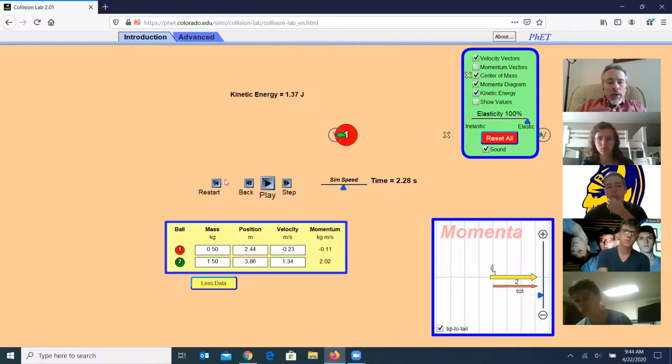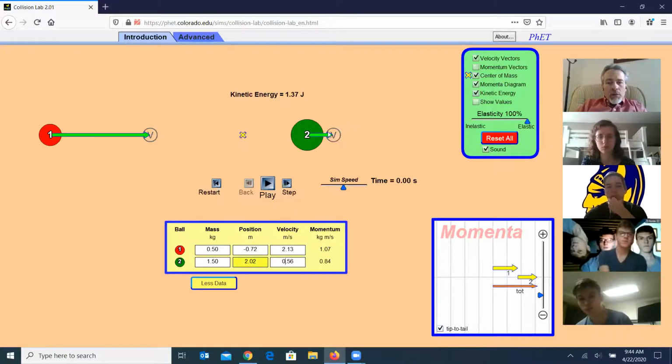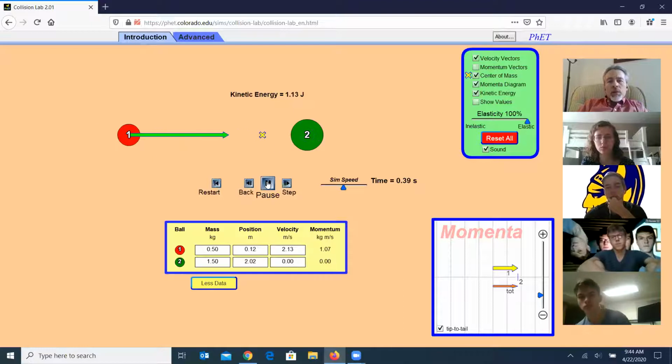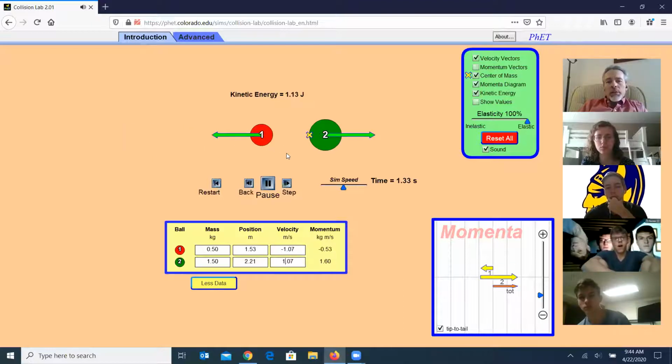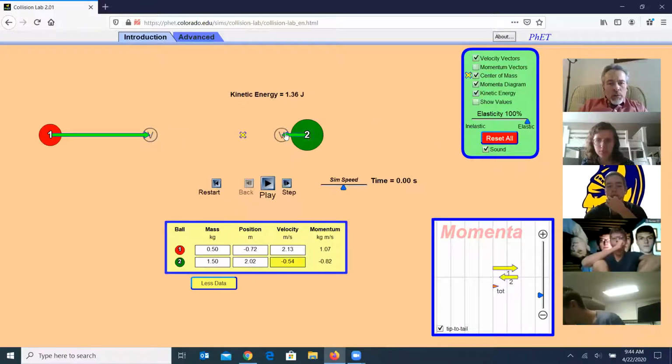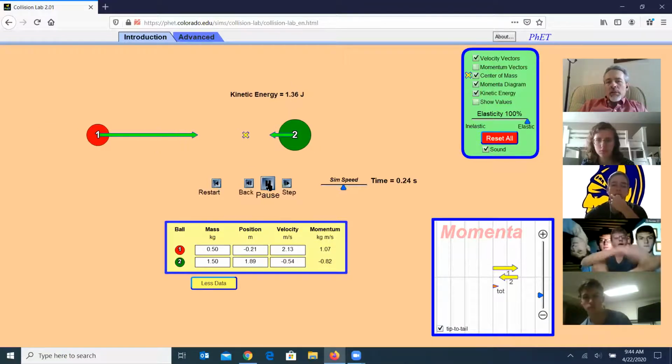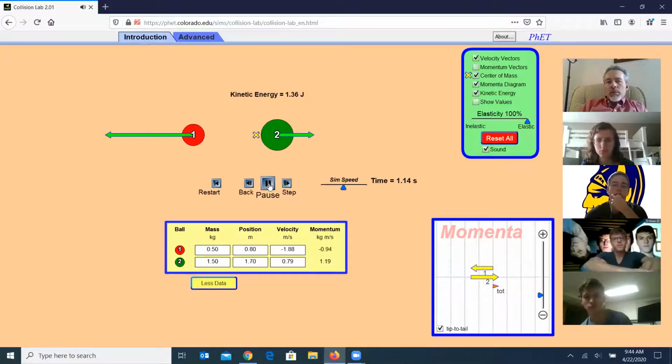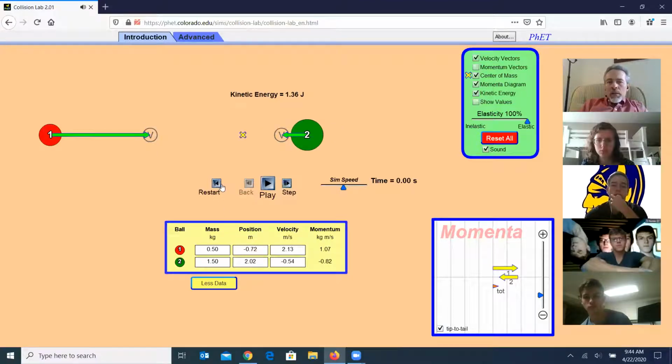So let me go back. Let's do this one where it's not moving, 0. And let's hit play. So look at the kinetic energy. Did you notice it did not change? Let me do one more. Watch the kinetic energy again. Okay, so for the elastic, it doesn't look like it changed.